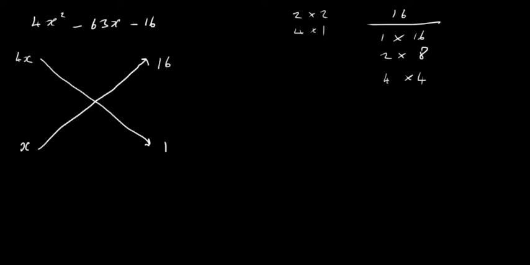16 times 1 here. Now I need to multiply 16 by 1 to give me a minus, so it needs to be plus times minus. So let's put the plus here and the minus here. And let's see how this works. 4x times x is 4x squared. Plus times minus is minus. 16 times 1 is 16. So let's go for this now. We'll follow these arrows here. So 4x times minus 1 is minus 4x. X times plus 16 is plus 16x. So what I get here is plus 12x. I needed a minus 63, so I'm way out.